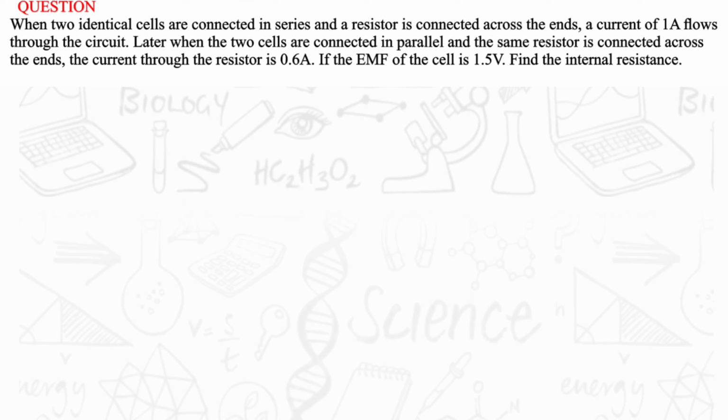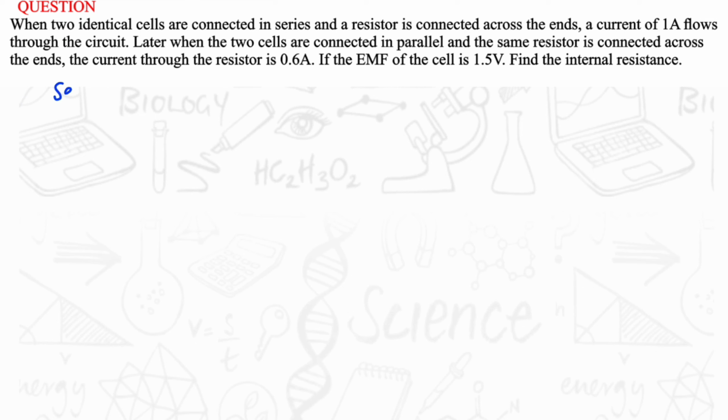When two identical cells are connected in series and a resistor is connected across the ends, a current of 1 ampere flows through the circuit. Later, when two cells are connected in parallel and the same resistor is connected across the ends, the current through the resistor is 0.6 ampere. If the EMF of the cell is 1.5, find the internal resistance.